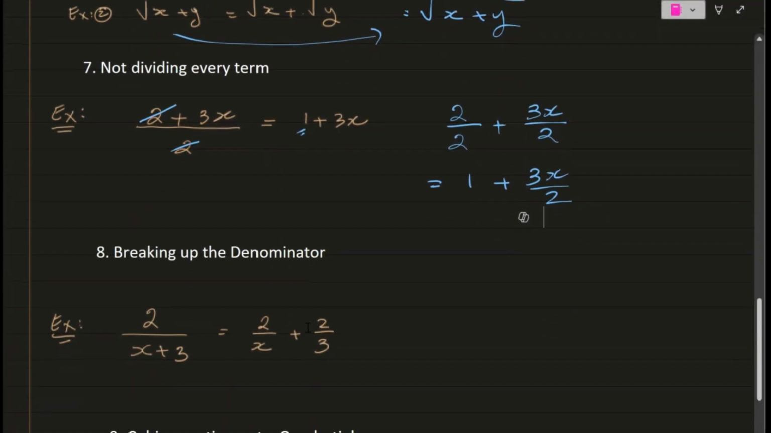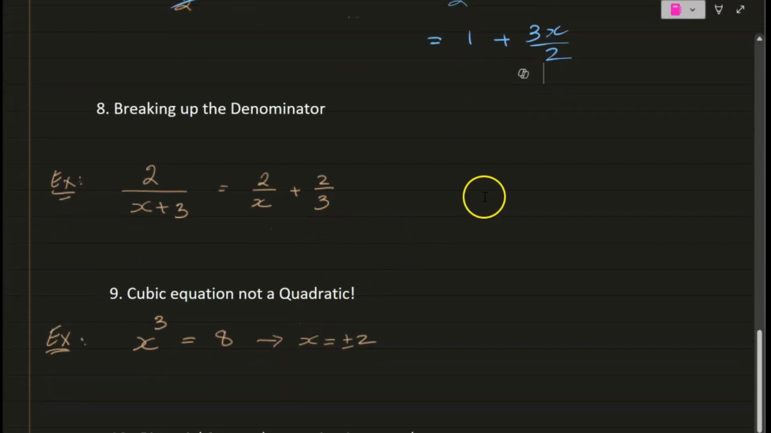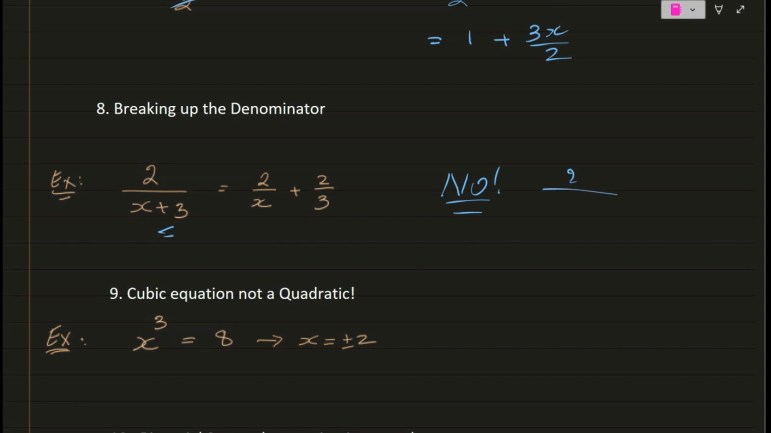Okay, number 8, breaking up the denominator. 2 over x plus 3 becomes 2 over x plus 2 over 3. You do not do that. No. There's nothing you can do here. So 2 over x plus 3 is 2 over x plus 3. That's it. You let it be, and then you have to deal with it in whatever form that it shows up, but you do not break it up, okay?